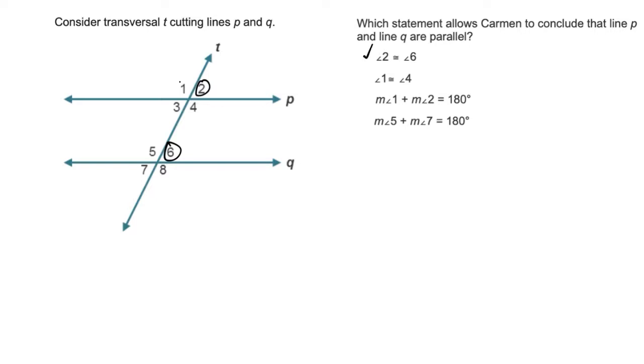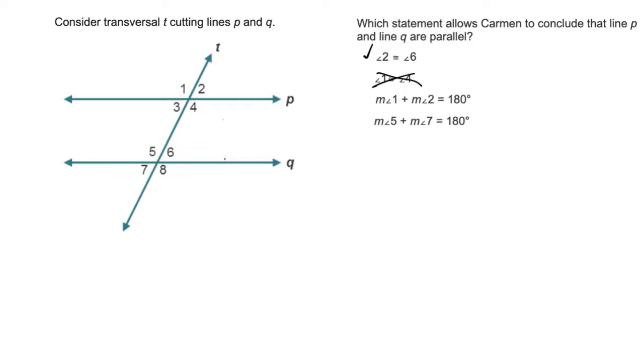What about angle 1 and 4? Angle 1 and 4 are vertical angles, which would help us, but that's only for line P. That's not helping us understand anything about Q. That's why that one is not correct. Okay.